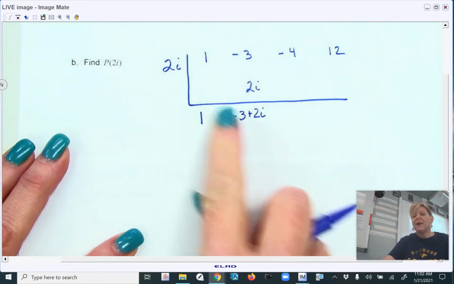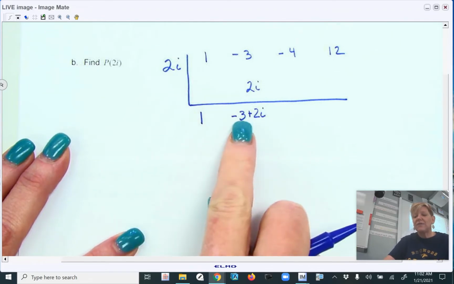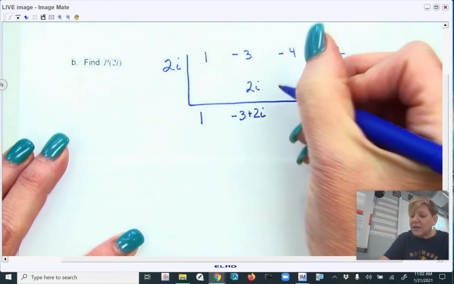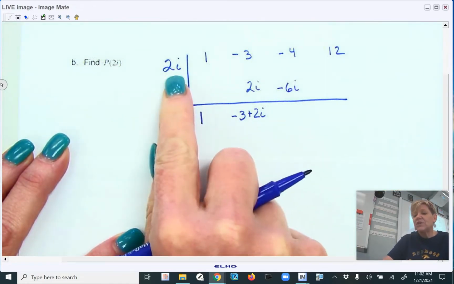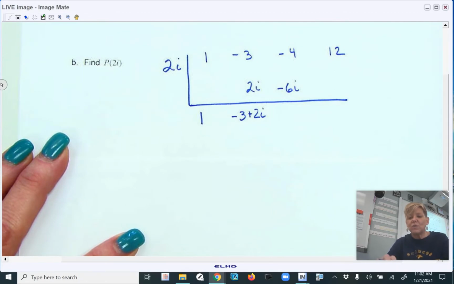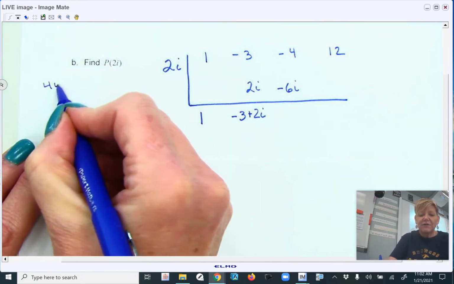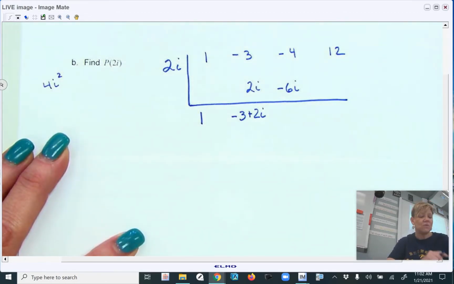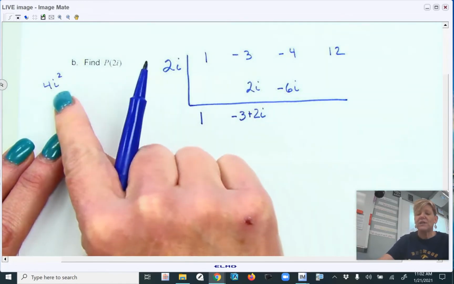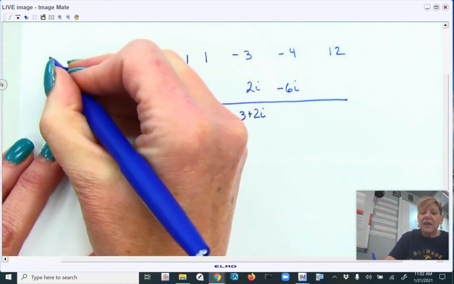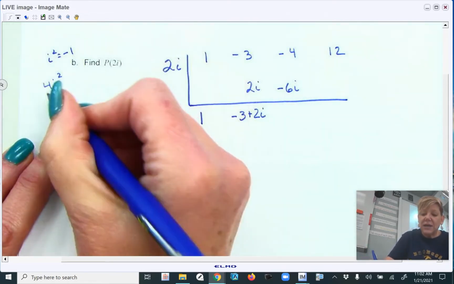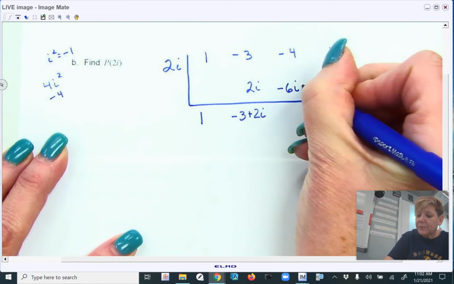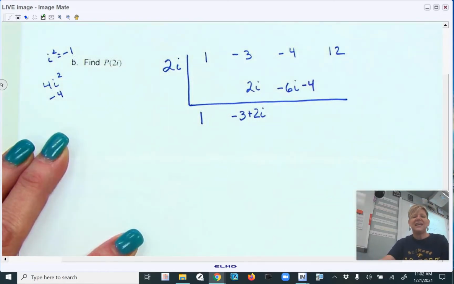We're going to multiply that by our box number. So -3 times 2i is -6i. And 2i times 2i is 4i squared. I'll just write that over here for a second for you to see, 4i squared. 2i times 2i is 4i squared. Now you need to remember that i squared equals -1. So this is actually going to be -4. And I did that off to the side so I didn't make this too messy.